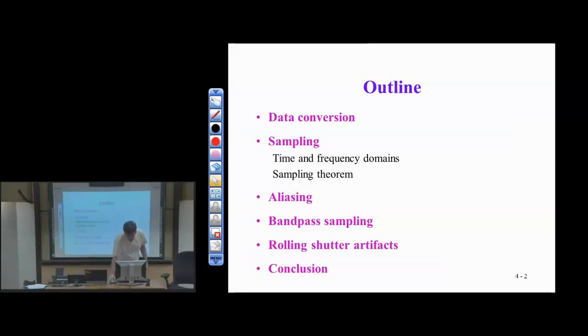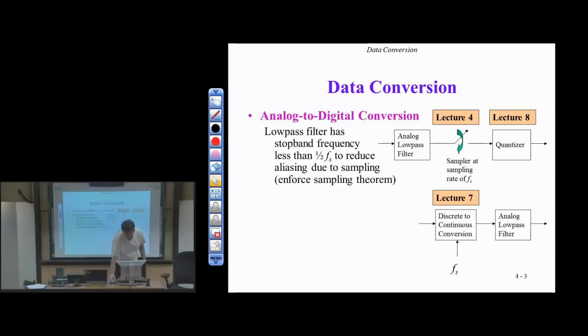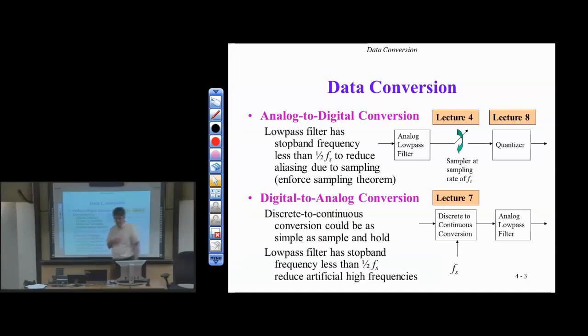So a lot of this is going to be review of sampling. We've used sampling quite a bit during the semester. We'll hopefully go a little deeper today. In data conversion, sampling plays a major role in the analog to digital conversion process in our ADC converters, and we'll talk about the components here in Lecture 4 and later in Lecture 8 when we do quantization.